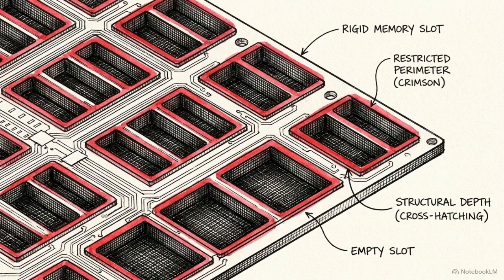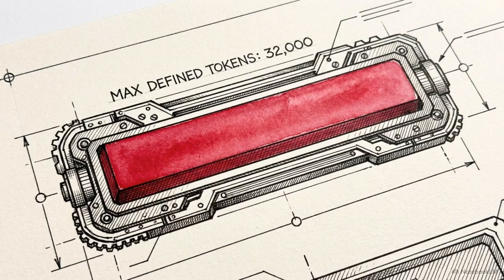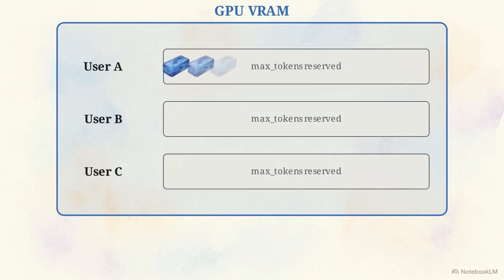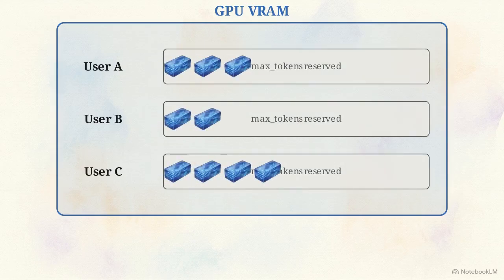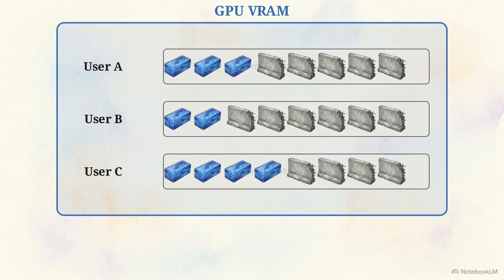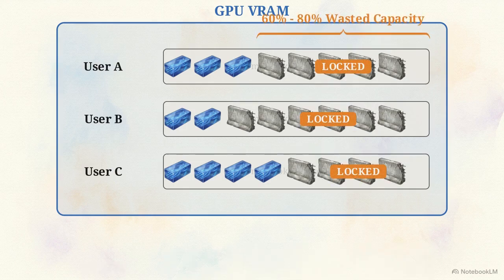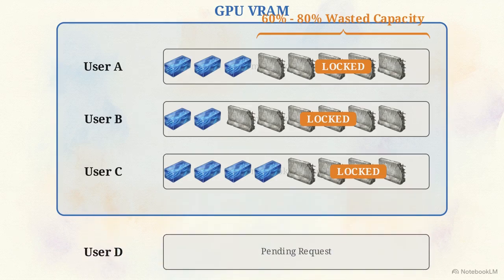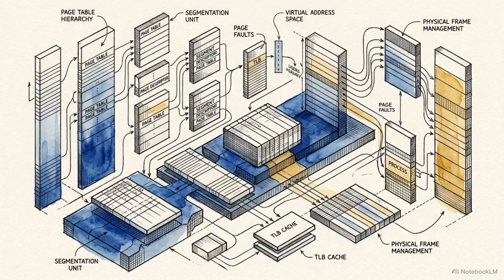Early serving setups tried to manage this by pre-allocating contiguous blocks of video memory the moment a request arrived, based entirely on the user's defined maximum token limit. Because most generation finishes well before hitting that maximum limit, this rigid setup created catastrophic internal fragmentation. The system effectively walled off 60 to 80% of its usable memory capacity, dedicating it to tokens that would never actually exist. Solving this requires paged attention, which applies classical operating system virtual memory paradigms directly to the GPU hardware.